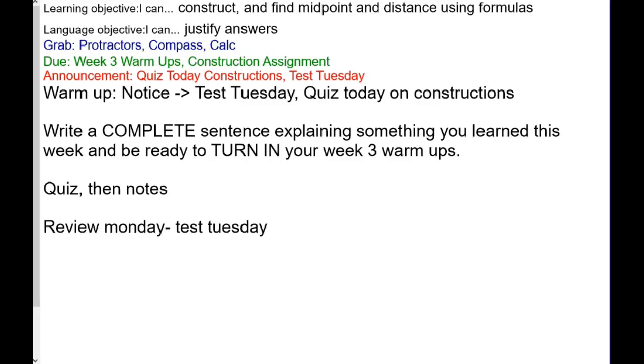So again, we finished the warm-ups for this week by writing a sentence about what you learned for the week, in complete sentences, of course, as a part of our language objective for the week, and we turned that in. Now, we're going to get out our notes for an open notes constructions quiz. Let's do this.